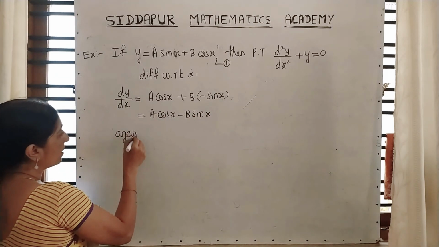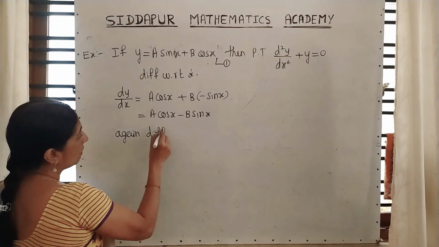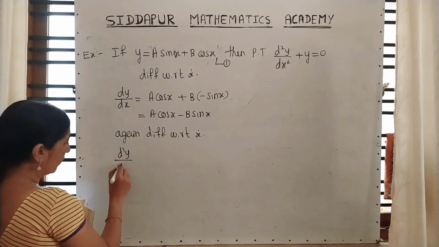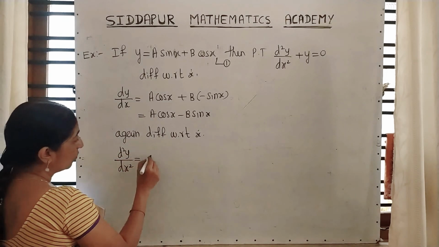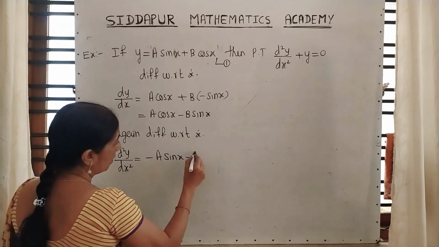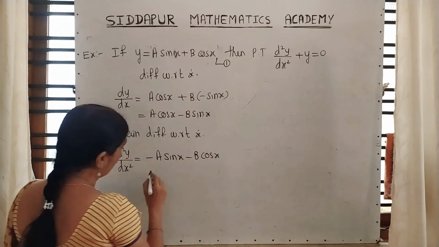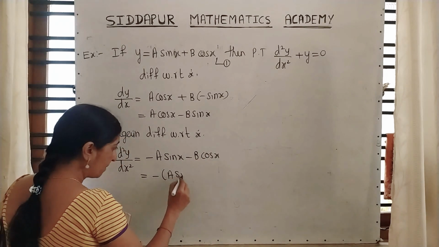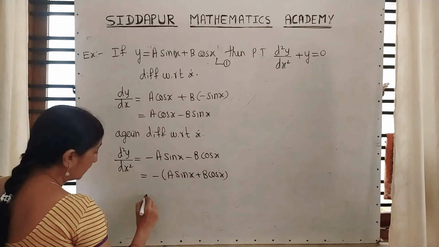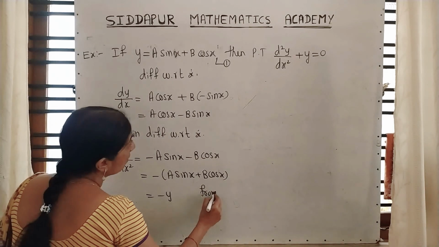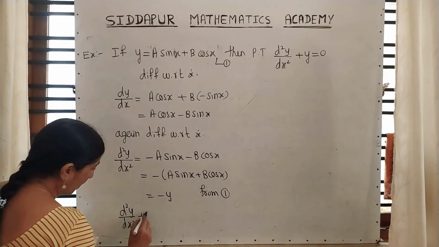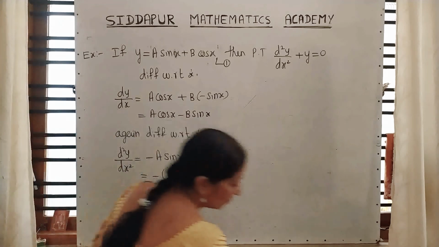Again differentiating. Why? Because we want second order derivative. Again differentiating with respect to x. D square y upon dx square is equal to minus a sin x, because differentiation of cos x is minus sin x, and it is minus b cos x. Take minus common, a sin x plus b cos x, and that is nothing but y. From equation 1, take minus y on left side. D square y upon dx square plus y is equal to 0.